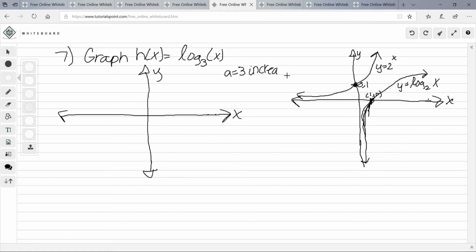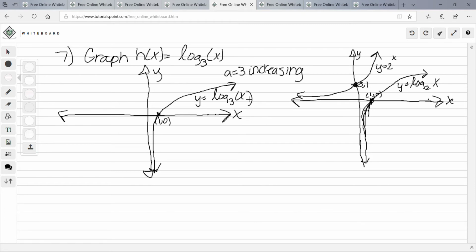So it's going to look something like this, right? Since there's no plus 1 or negative x minus 1, there's no phase shift or vertical shift, so that's why it's going to look like this. This has an x-intercept of (1, 0). Make sure you label the graph: y equals log base 3 of x.